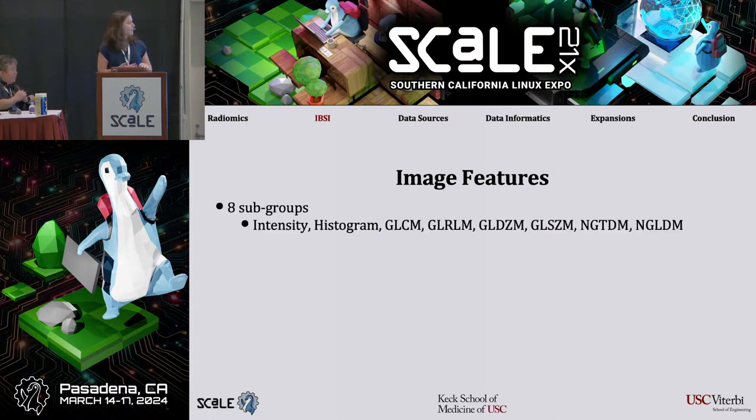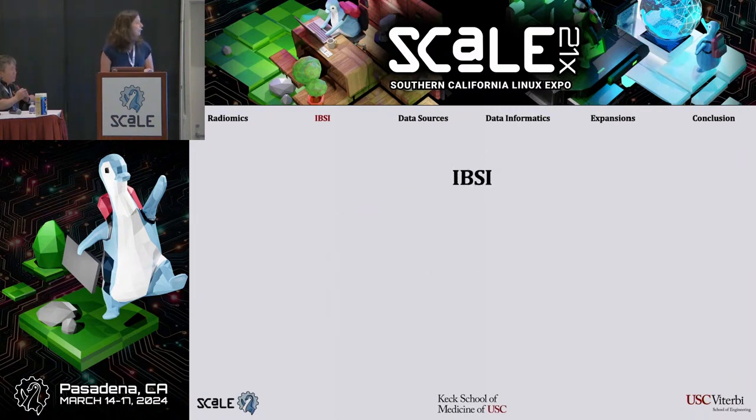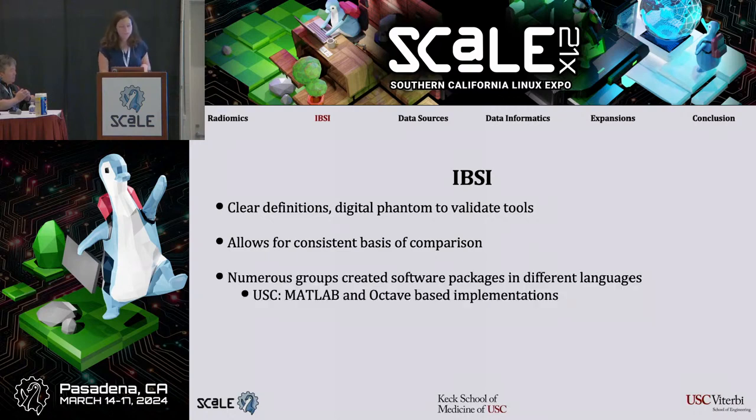There's the intensity, the histogram, and others, both our first order and our higher order metrics. These were all included in the IBSI package to describe various parts of image texture and varying intensity values. So with this, we have nearly 500 unique image features that are generated with IBSI. With these clear definitions, we also have a digital phantom with that publication in order to validate other tools. This allows for that consistent basis of comparison, and one of the reasons we're at this conference is that we wanted to show our software package.